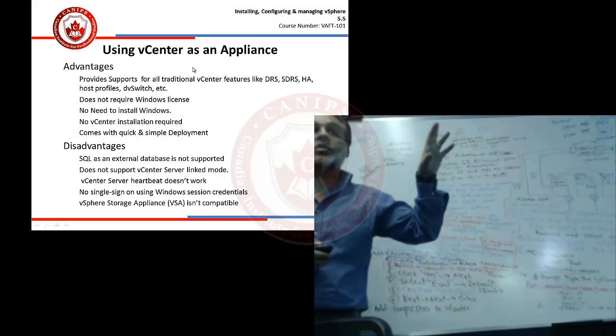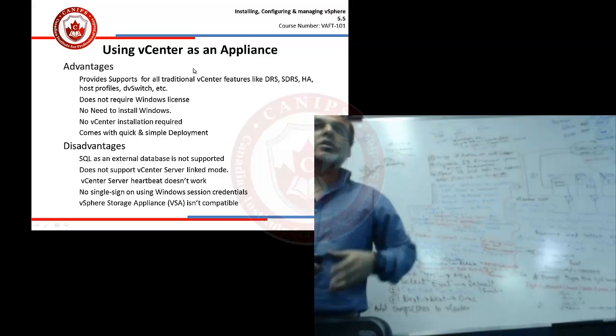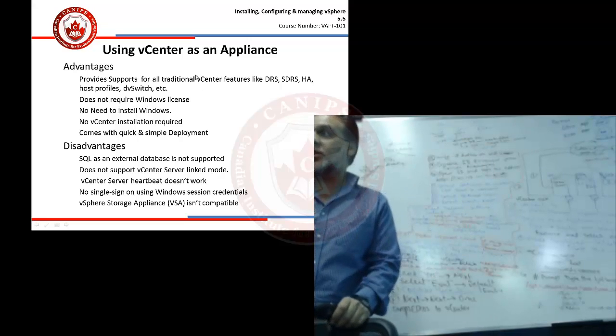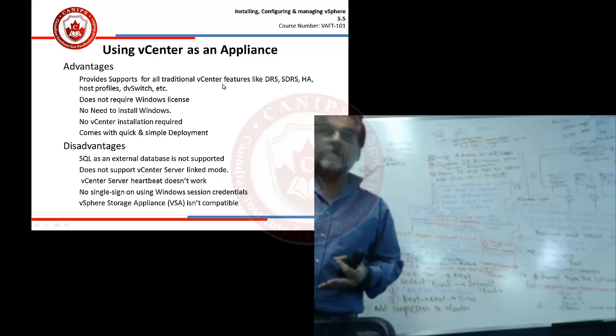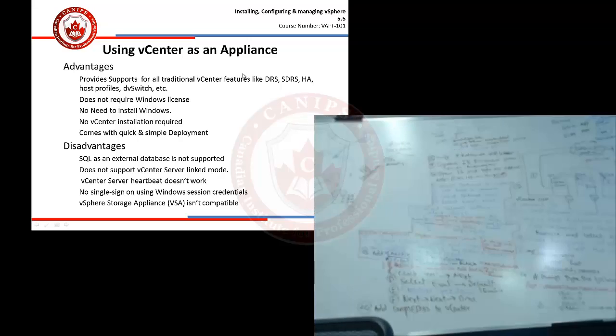now we're talking about the advantages and disadvantages of the Appliance as compared to Windows-based. Guys, yesterday in the last lecture I said that Windows-based is more powerful than the Appliance, right? So right here, this is just the Appliance. Advantages: it provides support for all traditional vCenter features, DRS, SDRS, HA, and does not require a Windows license. No need to install Windows, no vCenter installation required, and it comes with a quick and simple deployment. These are advantages. What are the disadvantages of an Appliance?